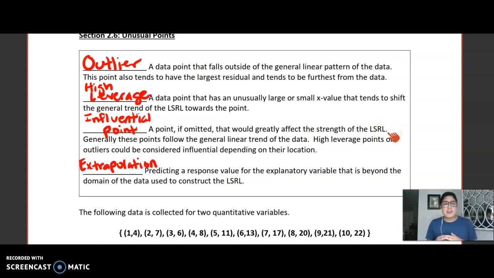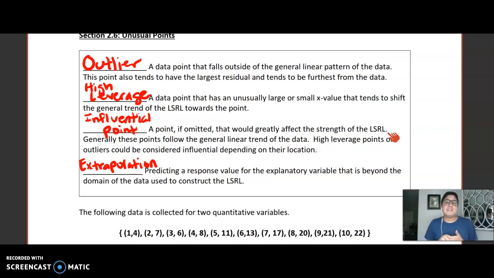All right, now let's talk about some unusual points, and these points are going to have an effect on the correlation coefficient, which makes them unusual. Now remember back to lesson 2, we said the only thing that really changes the correlation coefficient are departures from linearity. So we're going to talk about a few of those today.